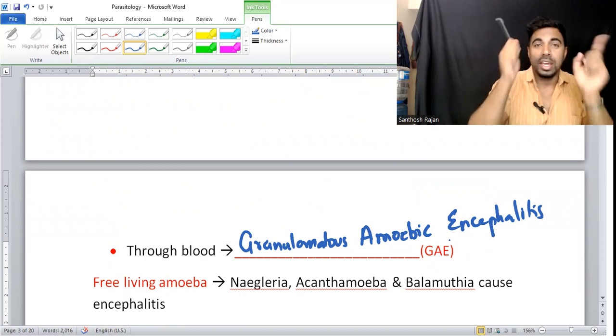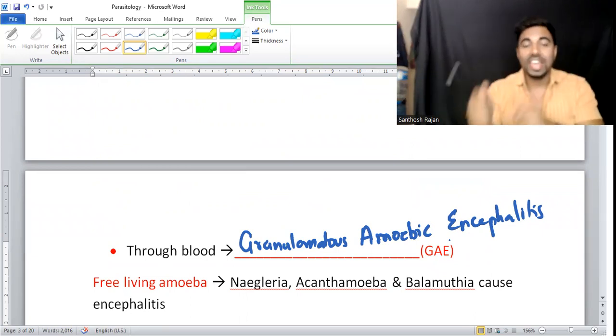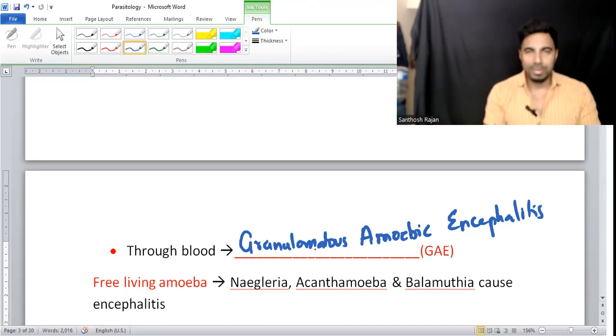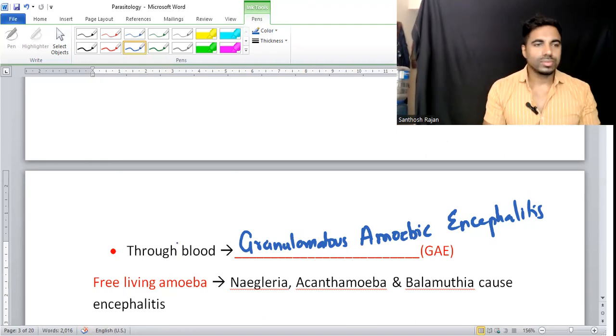Naegleria causes primary amoebic meningoencephalitis (PAM), but Acanthamoeba causes granulomatous amoebic encephalitis. Okay, please remember, so you'll never forget. Granulomatous amoebic encephalitis. That's it. This is done. Now, next.